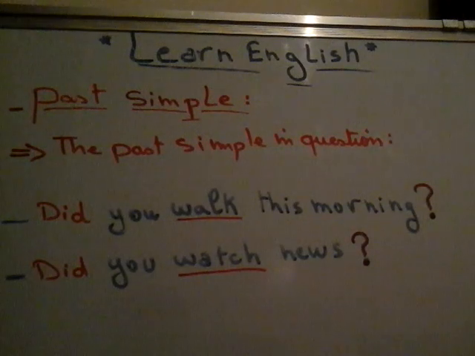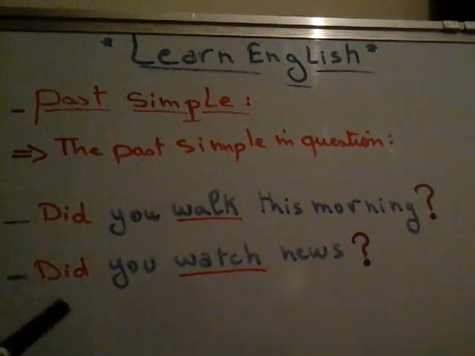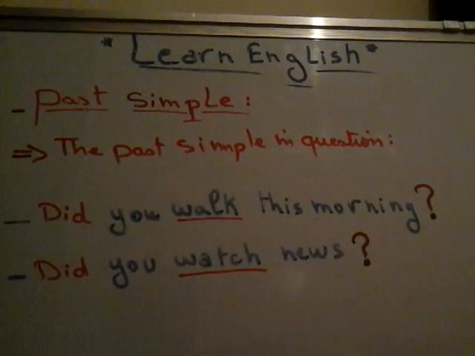Now let's have a look at the past simple in questions. For all verbs, regular or irregular verbs, we use the auxiliary verb to do, but we need the past simple tense. Here, it's did. And the infinitive of the verb. We have here two examples. First question, did you walk this morning? The second, did you watch news? As you see here, we use a verb to do in the past as an auxiliary, and the infinitive form of the verb is to walk, and here to watch.